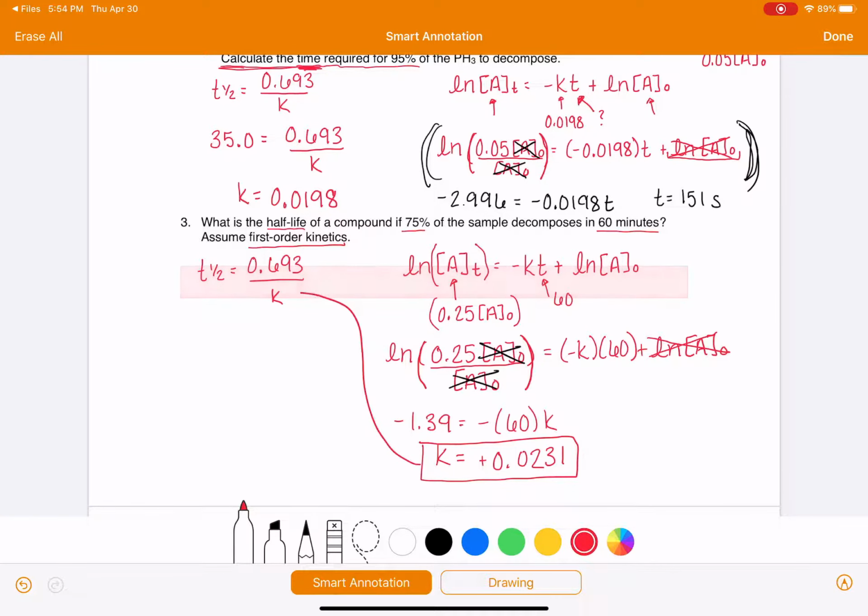Now we can plug it into the half-life equation. T1/2 equals 0.693 over our rate constant, 0.0231. And our half-life is 30, what unit of time do we have? Minutes, 30 minutes.